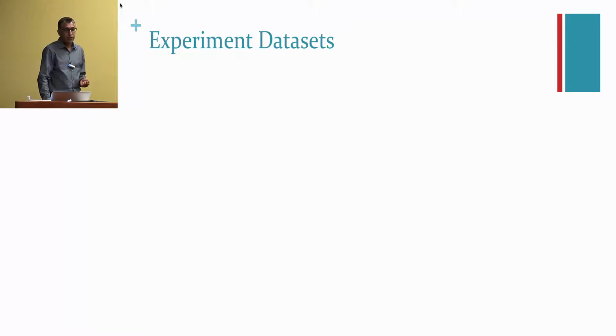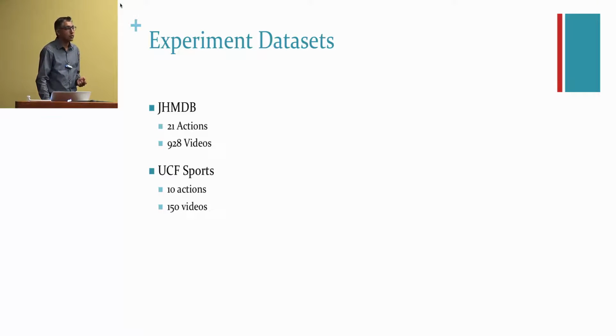For the datasets, we use two. We have the GHMDB dataset, which consists of 21 actions and 928 videos, as well as UCF Sports, which contains 10 actions and 150 videos.